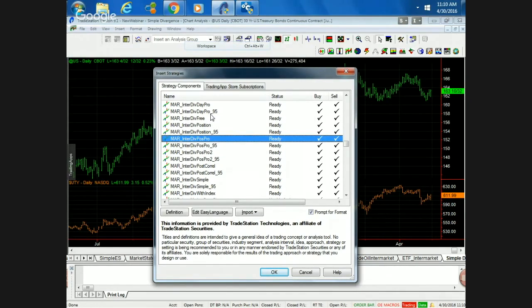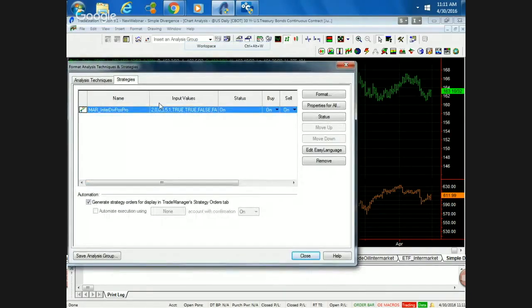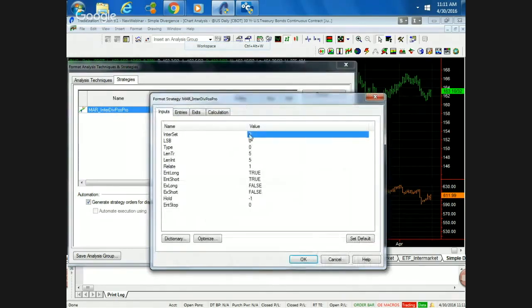Now the thing is, if you're going to be doing optimization in Windows in TradeStation 9.5, then you have to use a separate version which has the underscore 95 on it. Okay, so we add this to it. Now we have parameters. Interset is the intermarket number. So 2 means data 2. Okay, so that's telling you which intermarket. So data set two, gotcha.